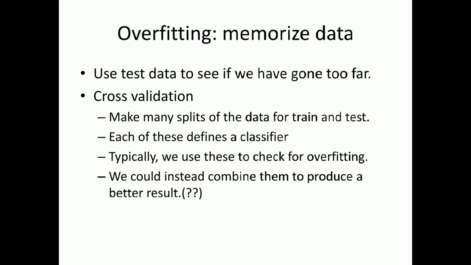Overfitting is a problem with many classifiers. So we use test data to see if we have gone too far. We can also use cross validation to avoid overfitting. In cross validation, we split the data into training and testing data sets, and each of these defines a different classifier. Typically we use this to check whether we have overfitted the data or not, or we could combine them instead to produce a better result.